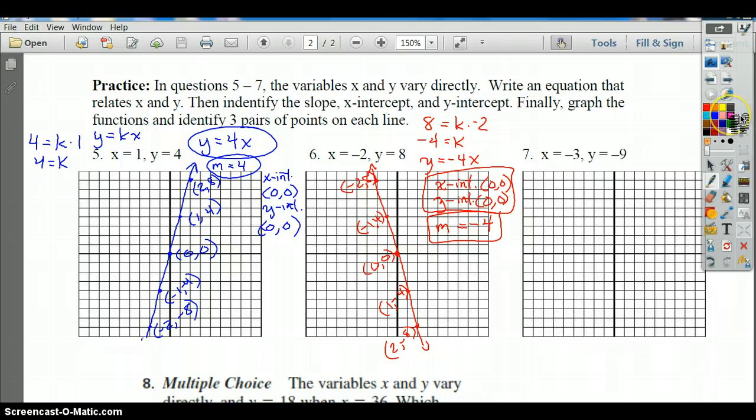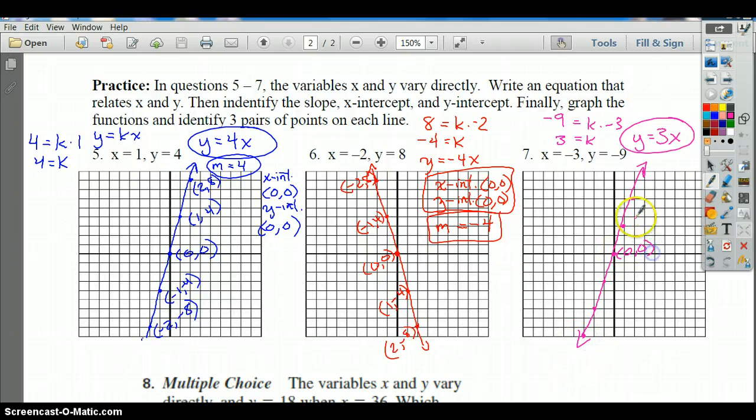Okay, last one we'll do in pink. Let's solve for k first. Negative 9 equals k times negative 3. k is positive 3. So y equals 3x. Okay, so if I go 0, 0, over 1, up 3, and then going this way. So here we go. Try to make that as straight as I possibly can.